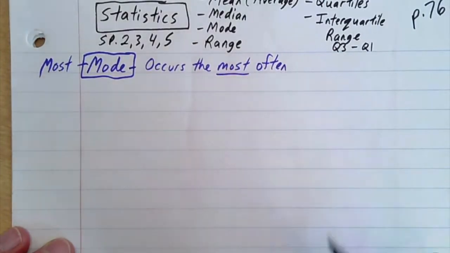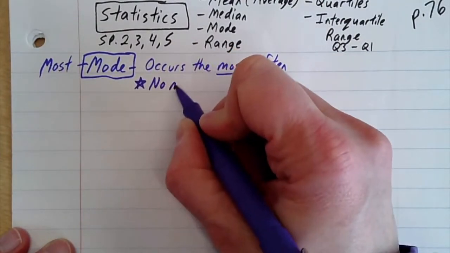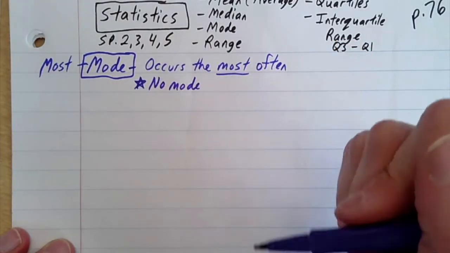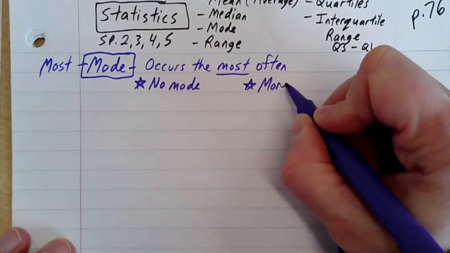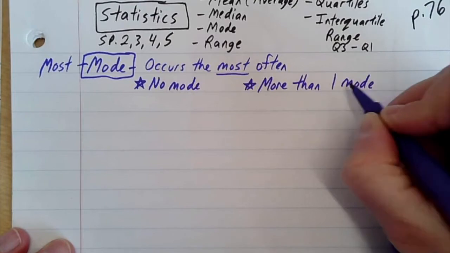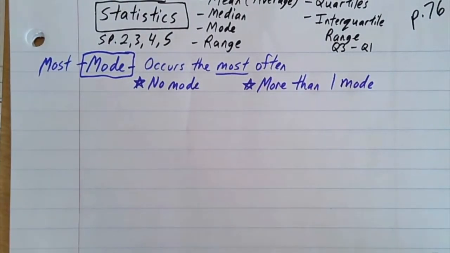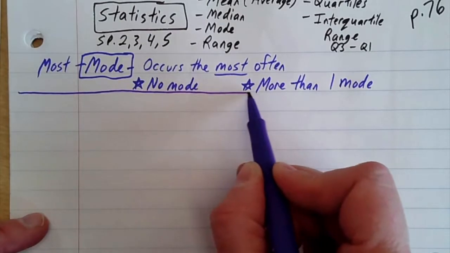Mode, most often. Is it possible that you would have no mode if nothing occurs more than once? Correct. You could have no mode. You could also have more than one mode. So we're collecting data and we have 275s and 277s. You could have two modes. They're tied. Okay, I'm going to trace this blue line because I'm going to need every line possible on our notes today.